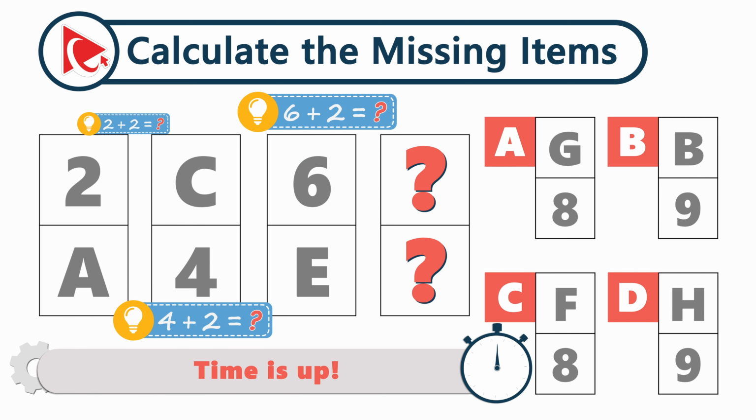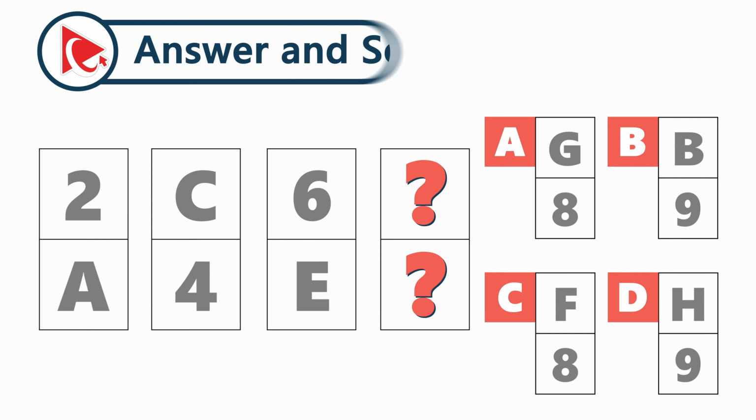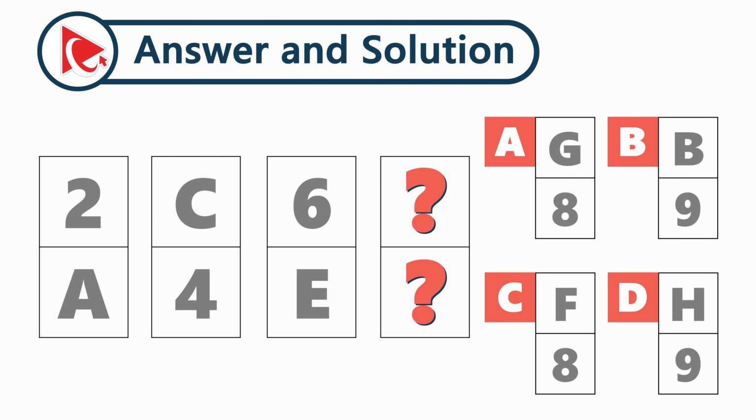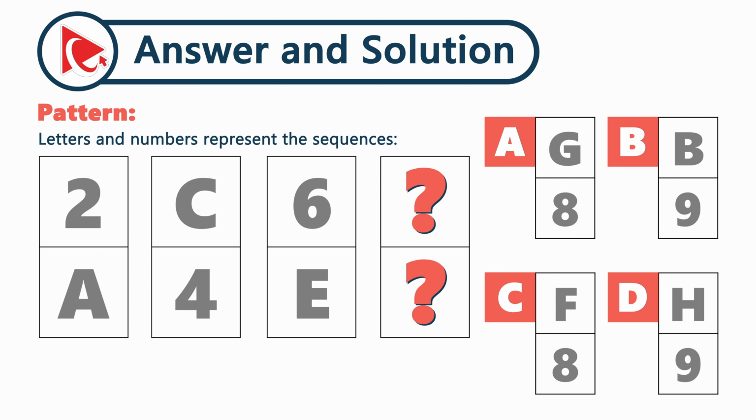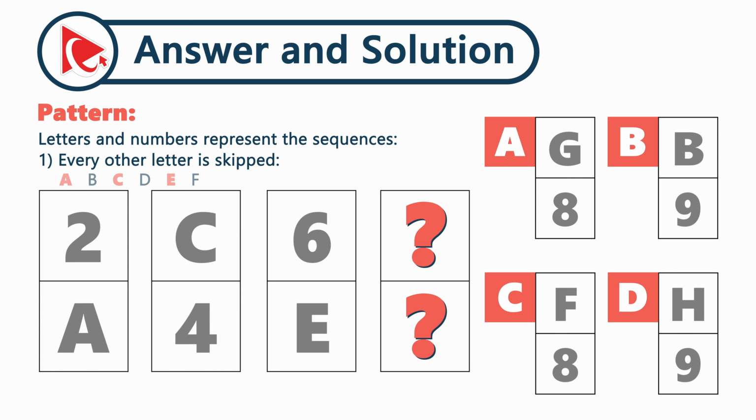Time's up. Do you have your answer ready? I hope so, because even though the pair looks like a crypto, the pattern here is really simple. As you might have guessed, letters and numbers represent 2 separate sequences. Every other letter is skipped. So for example, we see letter A, but letter B is skipped. Then we see letter C and letter D is skipped. Then we see letter E and letter F is skipped.